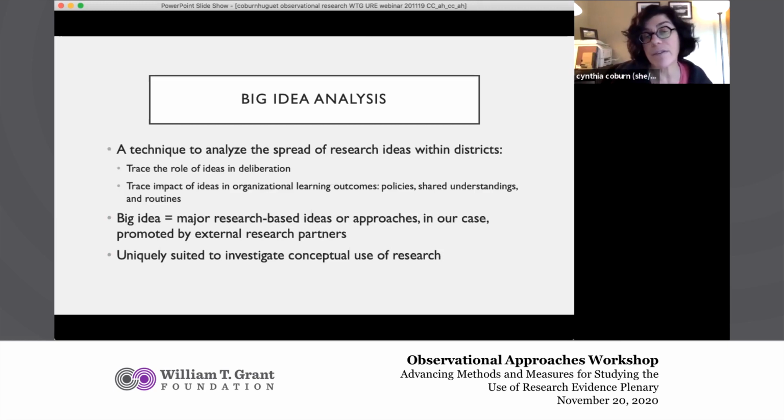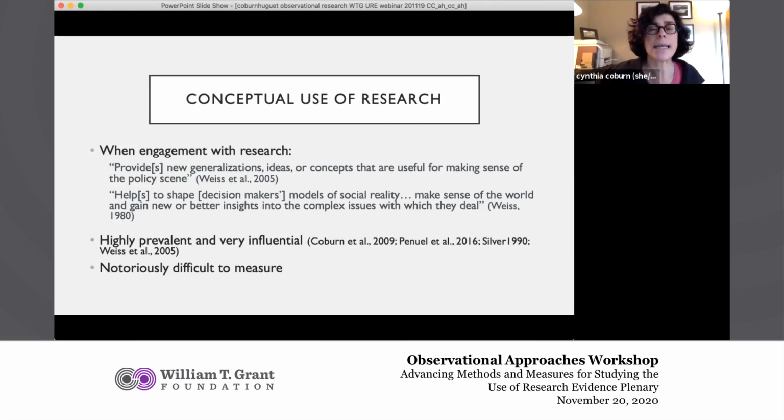And we think it's uniquely suited to investigate conceptual use of research, like we were talking about before with Fabian. Conceptual use of research is when engagement with research provides new generalizations, ideas, or concepts that are useful for making sense of the policy scene. It helps shape decision makers' models of social reality.